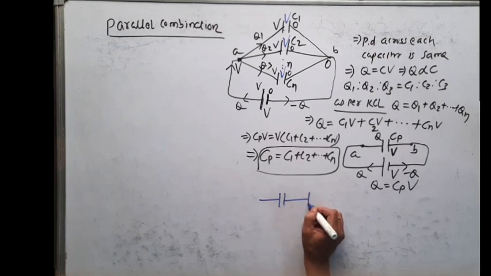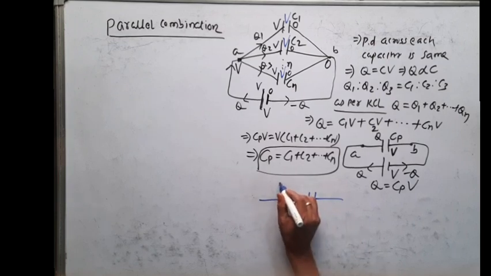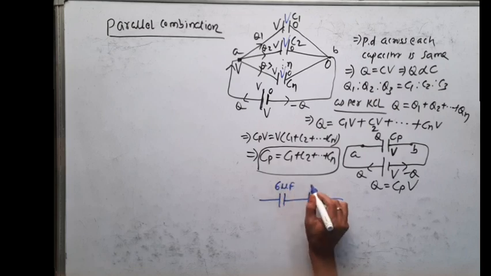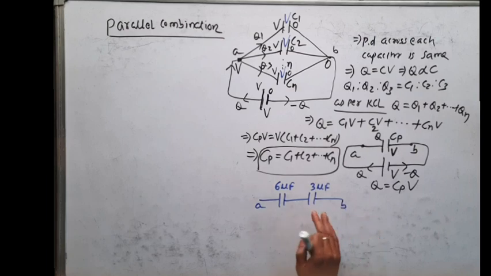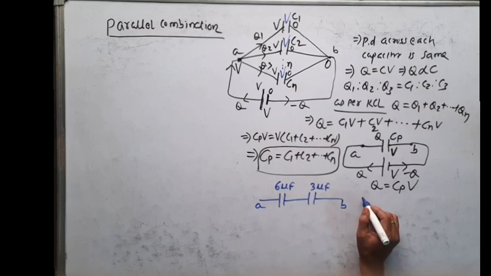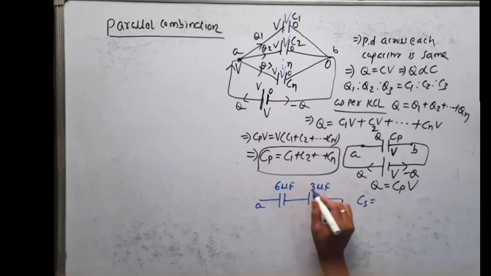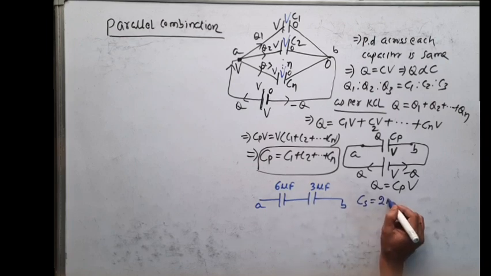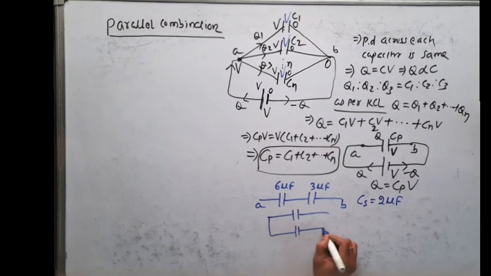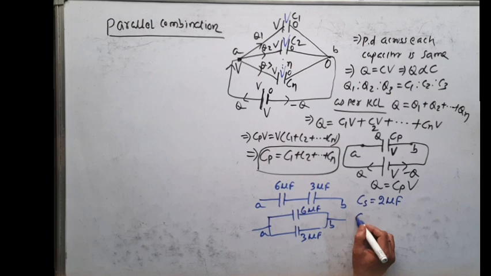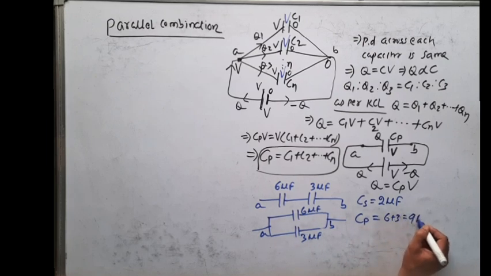Suppose C1 is equal to 6 microfarad and C2 is equal to 3 microfarad. It is connected across A and B. In series connection, we got 6 into 3 by 6 plus 3, that is 2 microfarad. But if the same capacitors, 6 and 3 microfarad, are connected in parallel, then what is the equivalent capacitance in parallel connection? 6 plus 3, that is 9 microfarad.